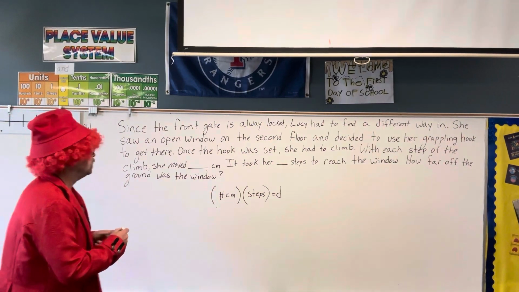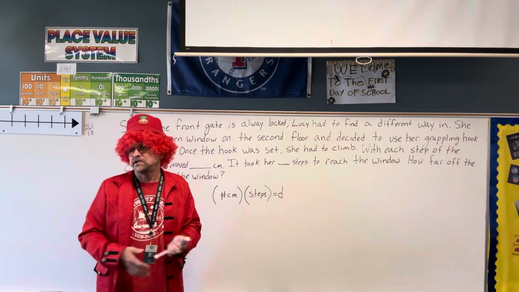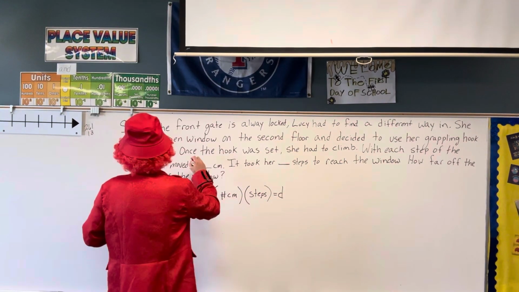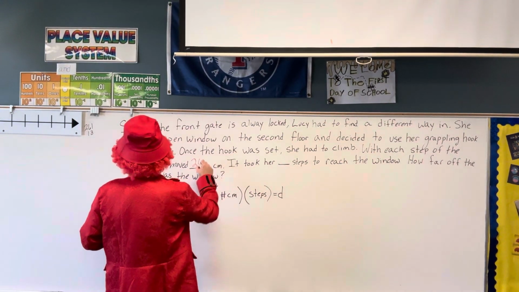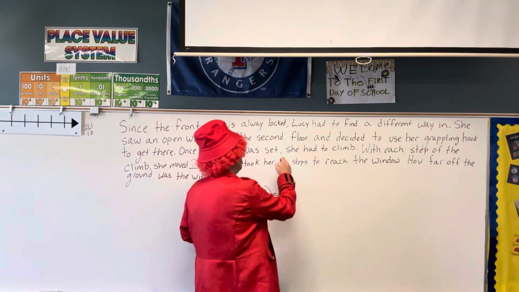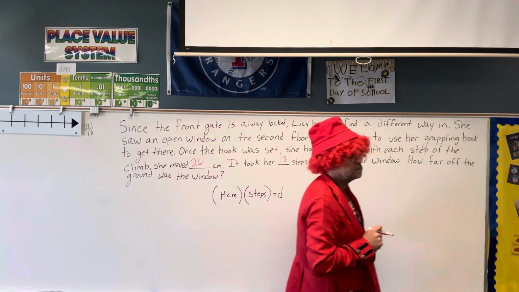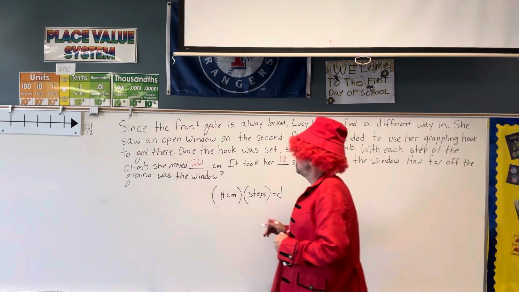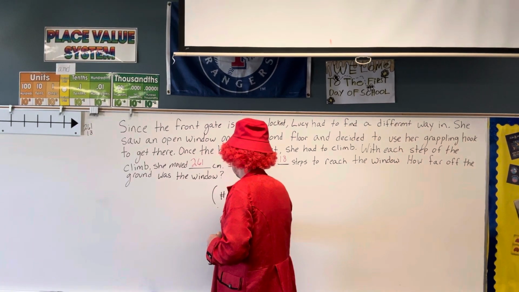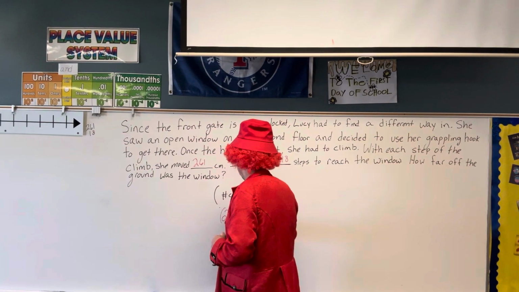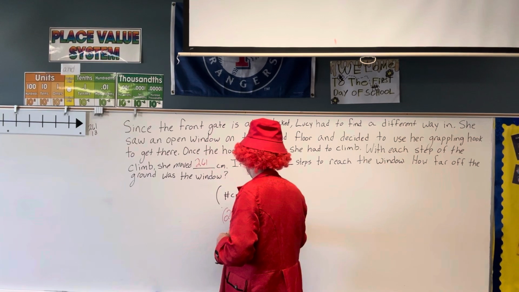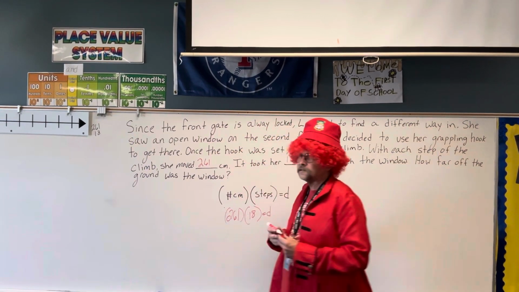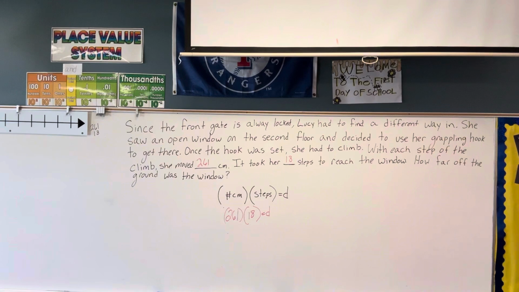So let's say, and I'm just going to pretend, but let's say she moved 261 centimeters every time she took a step, and she took 18 steps. Well then, we would put the number of centimeters, 261, and the number of steps, 18, and that's going to equal our distance off the ground that the window is. What is our first step, Jasmine?